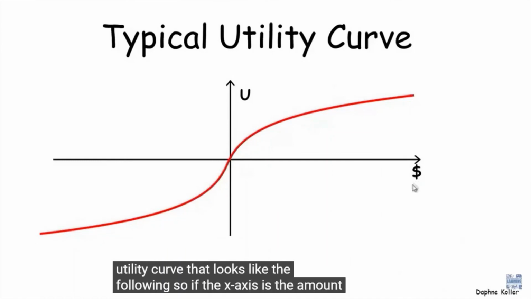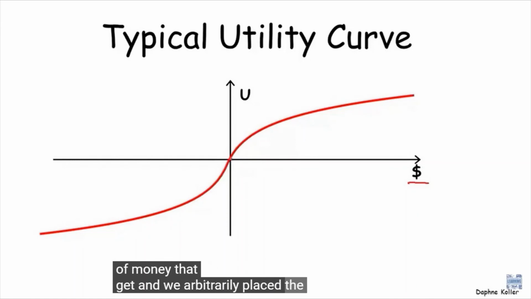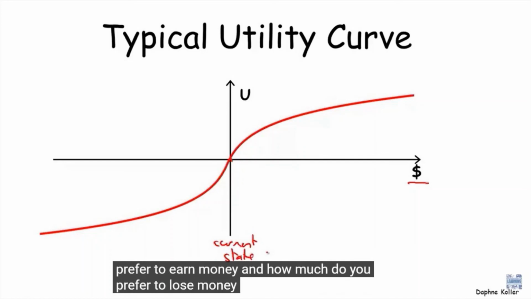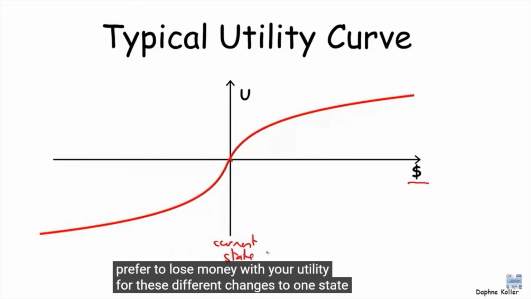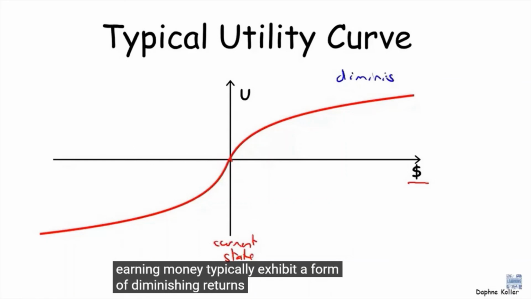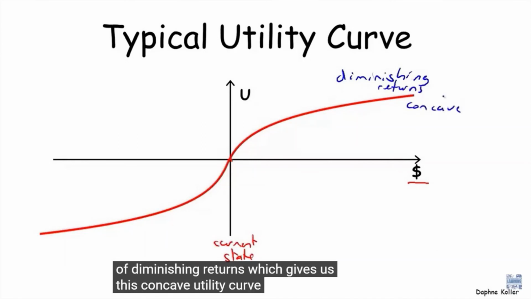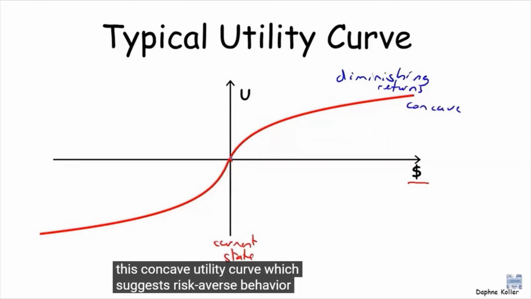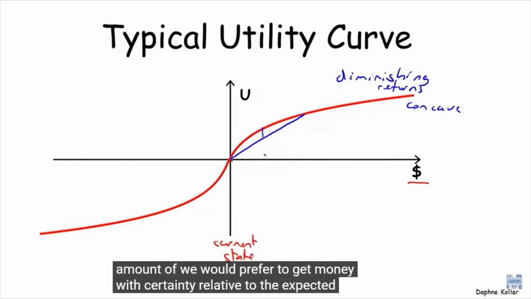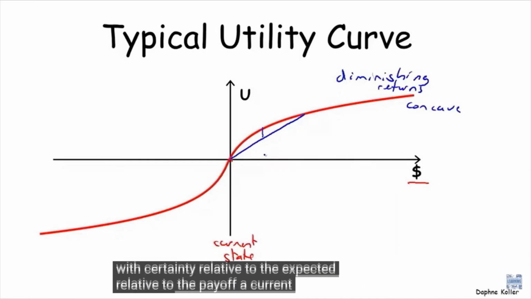Now, it turns out that people often have a utility curve that looks like the following. If the x-axis is the amount of money that we get, and we arbitrarily place the 0 point over here, which is at one's current state, and we ask how much do you prefer to earn money and how much do you prefer to lose money, what's your utility for these different changes to one's state, we can see that one's preferences for earning money typically exhibit a form of diminishing returns, which gives us this concave utility curve, which suggests risk-averse behavior in the sense that we would prefer to get money with certainty relative to the payoff-equivalent uncertain lottery.